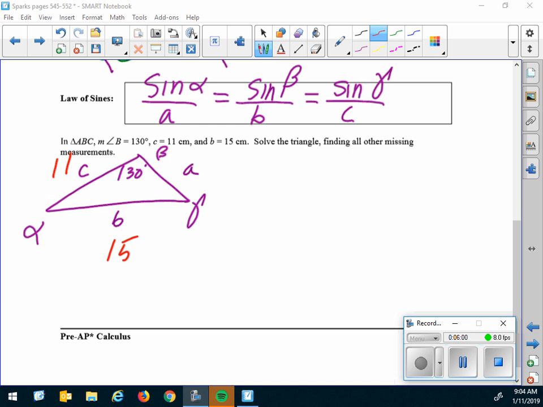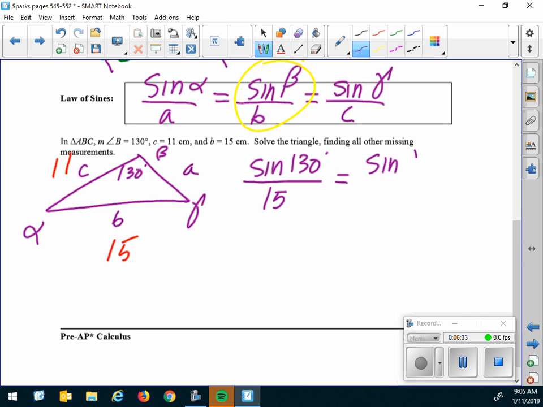Now, that's right. You can only have one missing piece. So do you notice that I know angle beta and side B? So I'm going to use this one. So let's write that down. Sine of beta, which is 130 degrees, over side B. Now, which other fraction should I use where I only am missing one piece? I got to use the C part, so I'm going to do sine of gamma over C.